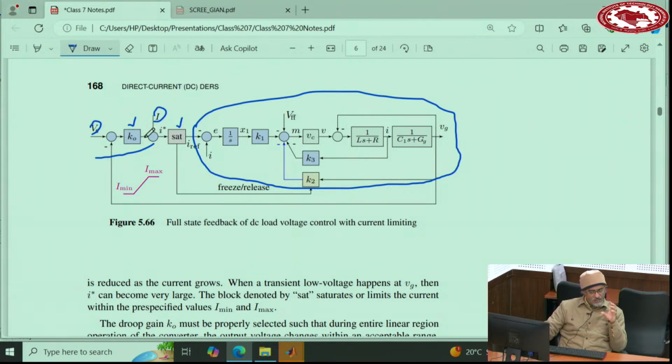And this does not add a new state variable, remember. Still we have 3 state variables. Let's write down the state equations of this system.